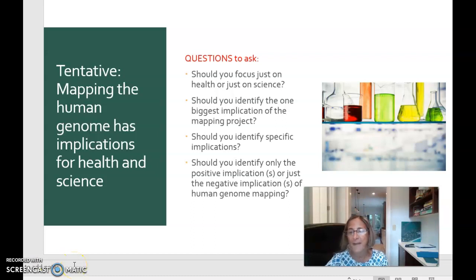So again, back to the idea of asking yourself questions. Should you just focus on health, or just on science? Should you identify a biggest implication of the mapping project? Should you identify specific positive implications? Should you be identifying negative implications?